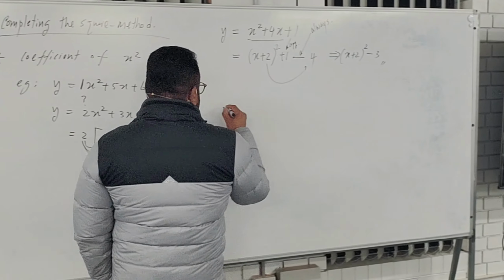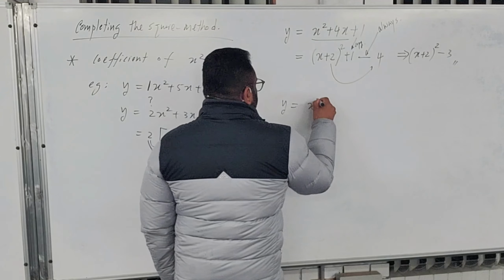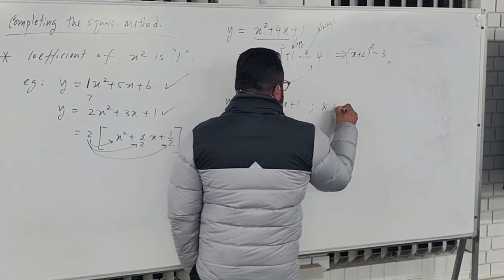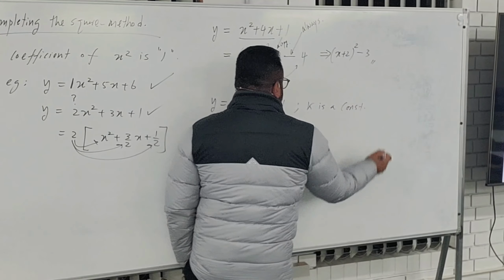So if I give you a complicated one, do this for me. y is equal to x squared plus 2kx plus 1, where k is a constant. Factorize it for me.